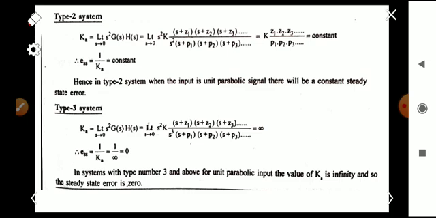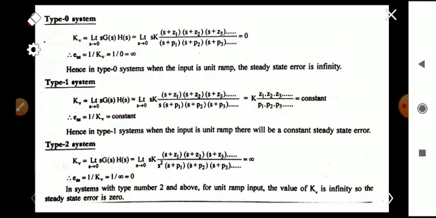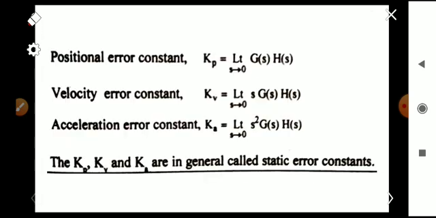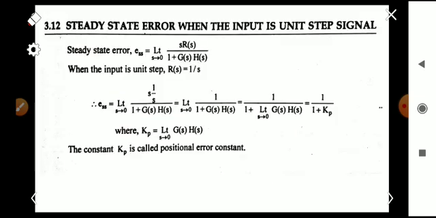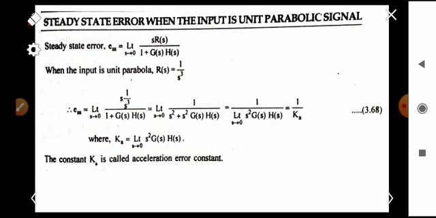So you must remember the main three points. For a type 0 system, we'll have a constant steady state error when the input is a unit step, and for type 1, the input is a unit ramp, and for type 2, the input is parabolic. Okay, so that's all. I hope all of you are clear on the relation between the steady state error and our static error constants. Okay, so thank you.